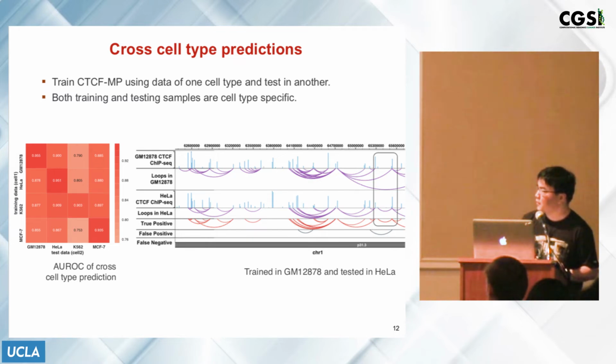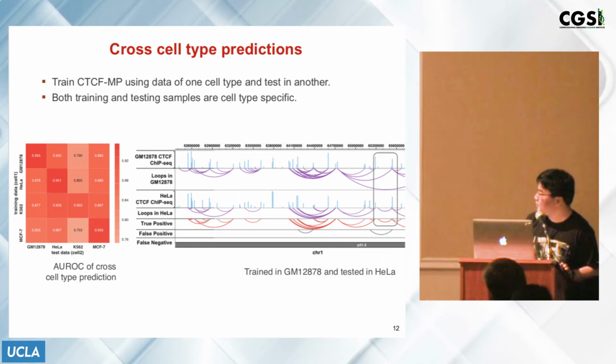And you can see from this plot that for the cross cell type, there are some variations, but overall the AUROC is reasonably good. Let me show you one example. This is the model trained in the GM cell line, and then we are doing the prediction in HeLa cells. So these are the loops in the GM cell line, and these are the loops in HeLa cells. So these are the real loops in HeLa cells, and the highlighted ones are the cell type specific ones, right?